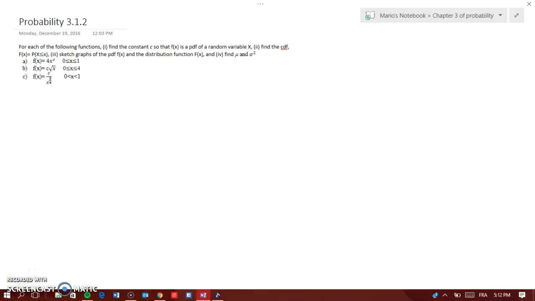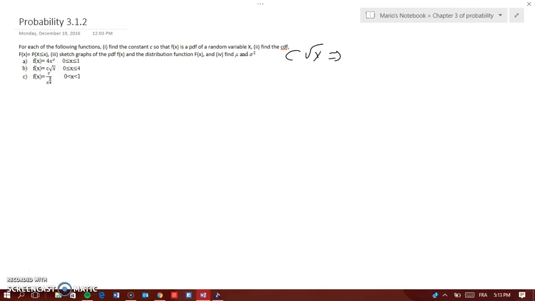Hi everyone. Here again we have another part B. Actually, I did part A already, and part B says f of x equals c times square root of x, where x is between 0 and 4. So first thing we have to find constant c. To find c, we know that it's c square root of x.